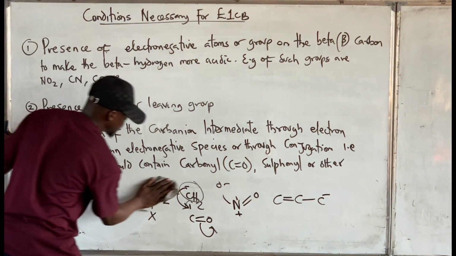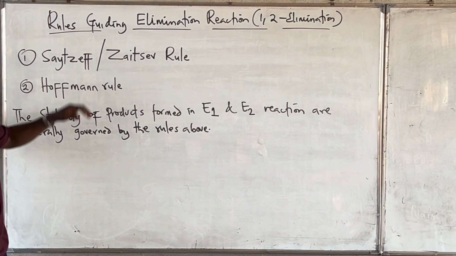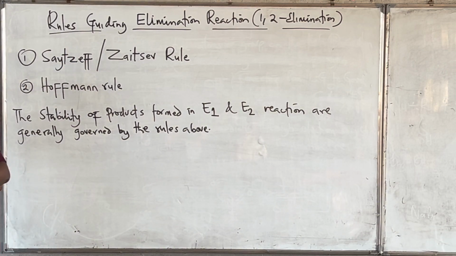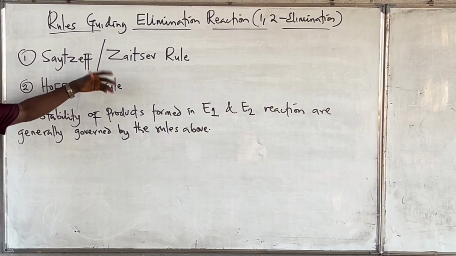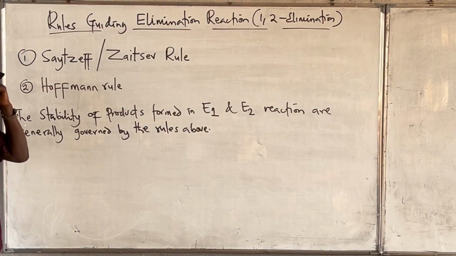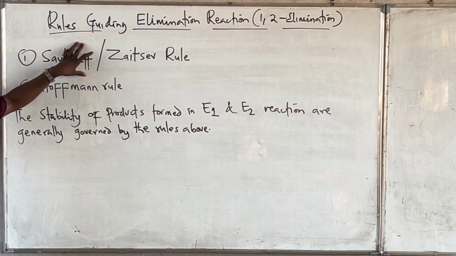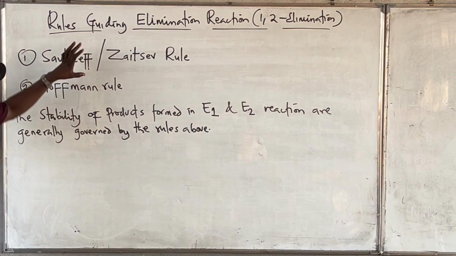So let's look at the rules guiding elimination reactions. We have two basic rules. We have the Saytzeff rule, we can pronounce it however you want, but that's the spelling. Now we have the Hofmann rule. Saytzeff is basically the conventional rule. And what does this Saytzeff rule say?